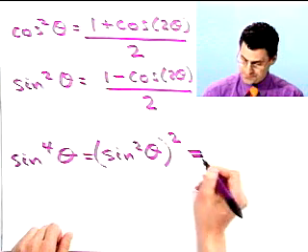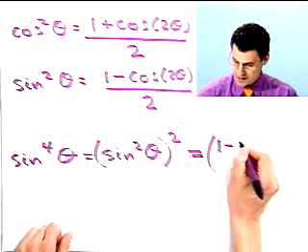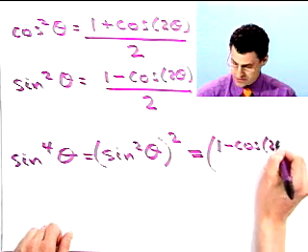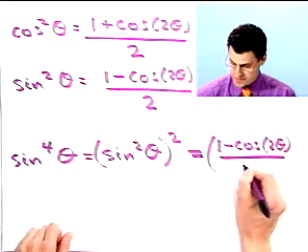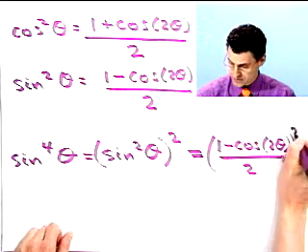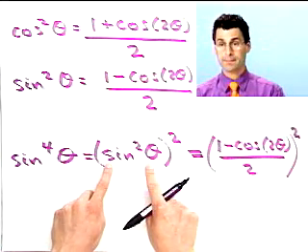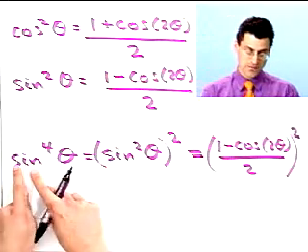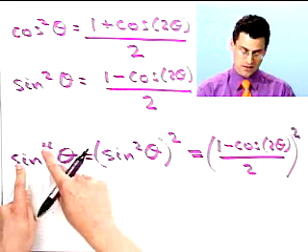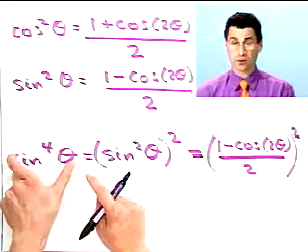So I can write that as 1 minus cosine 2 theta divided by 2, all squared. Okay? So look what I'm doing. Suppose I want to figure out sine to the fourth of theta. So sine theta to the fourth. How do I do that?